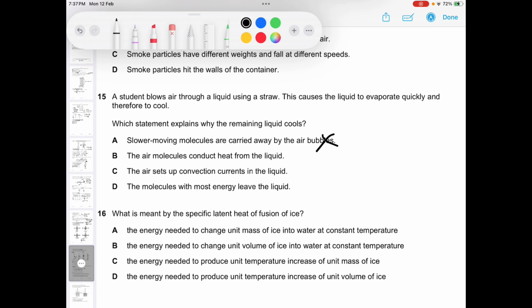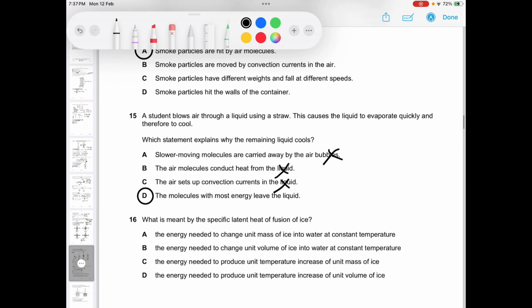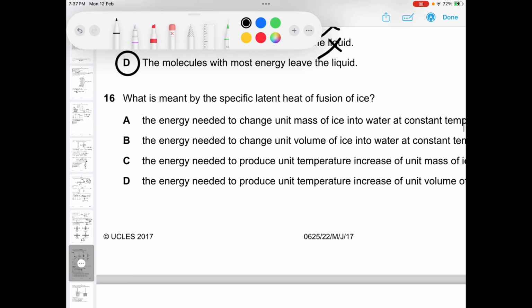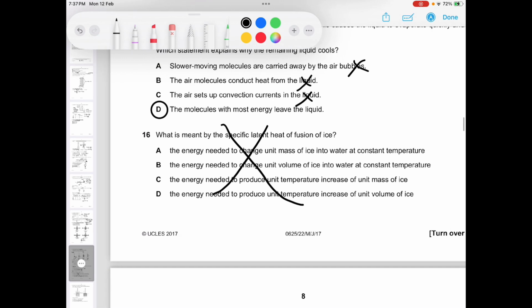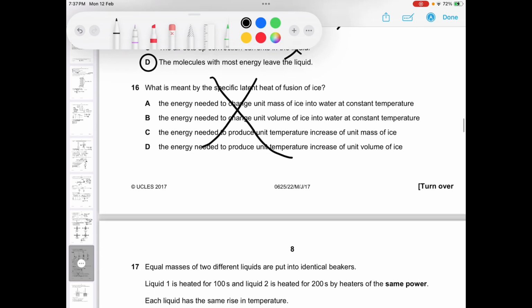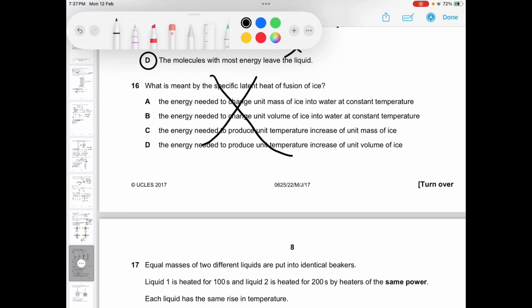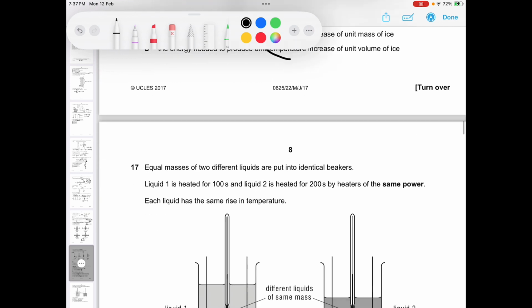The air sets up convection currents. No. The molecules with the most energy leave the liquid. This is correct. 15 is D. What is meant by the specific latent heat of fusion? This question is cancelled from the 2023 syllabus. You don't need to know what specific latent heat of fusion means.